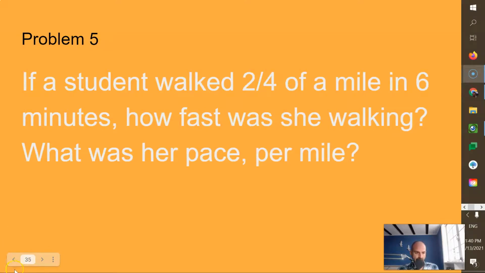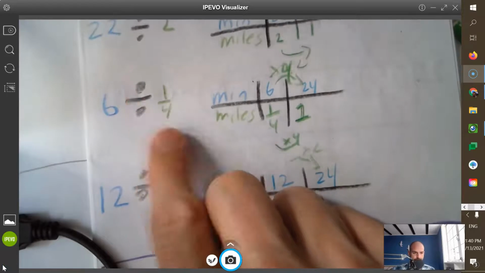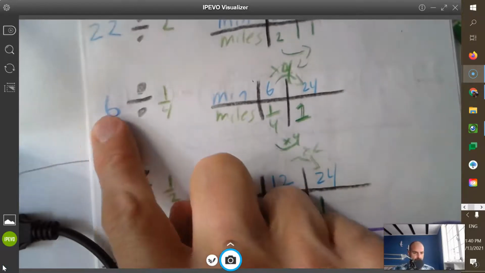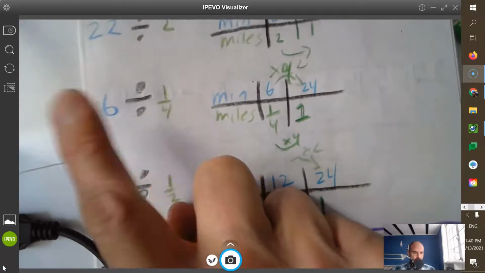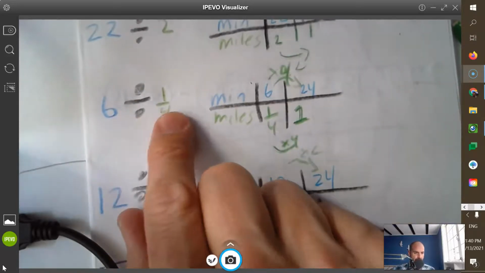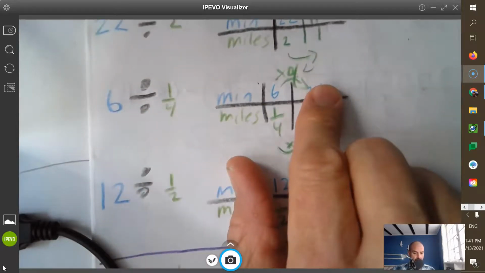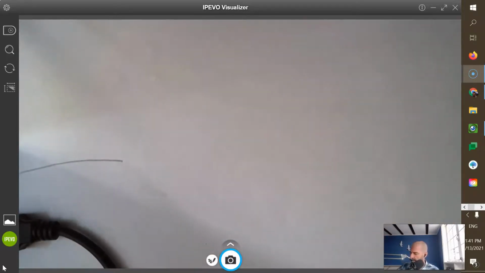All right, number 5. If a student walked 2/4 of a mile in 6 minutes, how fast was she walking? What was her pace per mile? I know we're looking at 6 divided by 1/4, but that was 6 minutes, half a mile. So if this was 6 minutes, 1/4 of a mile and went 24 minutes, I bet 6 divided by a half, or going a half mile, 6 minutes probably doubles the pace, right? Probably gets us to 12. But let's take a look.